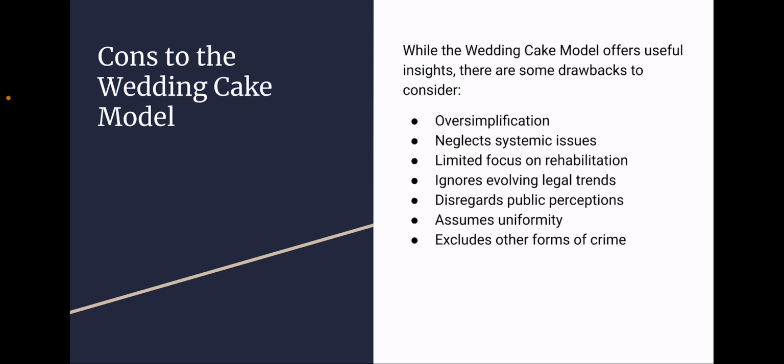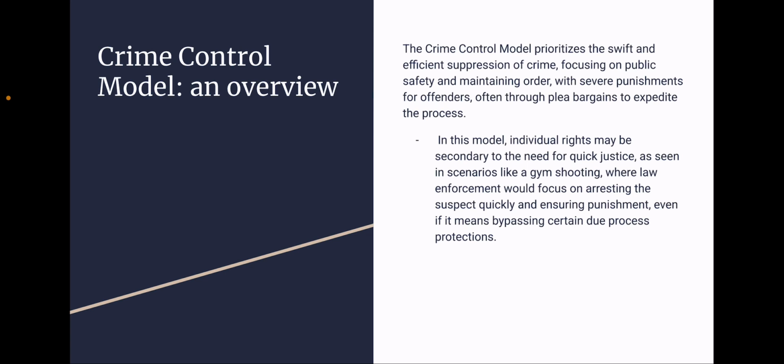So, moving on to the crime control model, which was developed by Herbert L. Packer in the 1960s. It emphasizes the need for an efficient criminal justice system that prioritizes suppressing and controlling crime to maintain public safety and order. In this model, the primary goal is to quickly apprehend offenders and ensure severe, swift punishments to protect society, sometimes at the cost of individual rights.